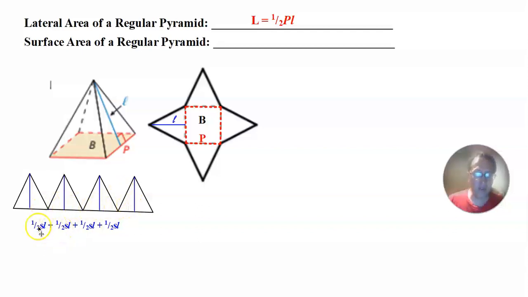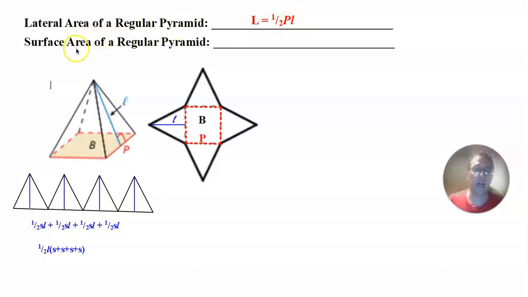But then with the distributive property, we can factor out the 1/2 and the L, and we end up with 1/2 slant height times S plus S plus S plus S, all the sides added up, and all the sides added up is the perimeter. So that's one way to do it. That's where we get this formula 1/2 PL.